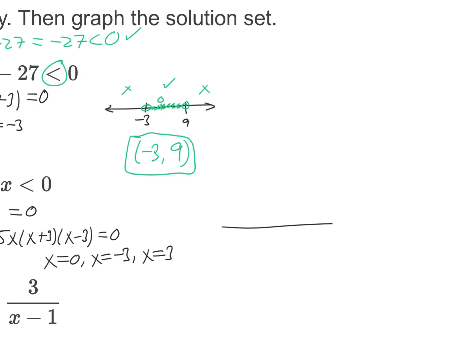And then I can plot this on a number line. So I get 3 points: negative 3, 0, and 3.